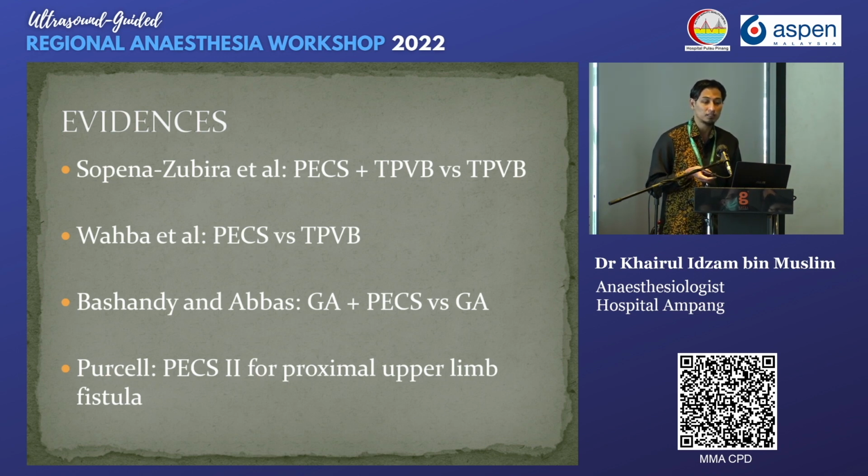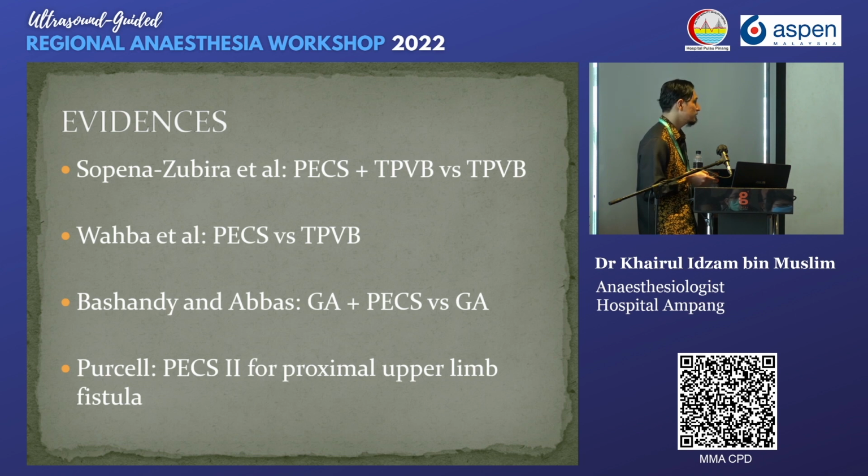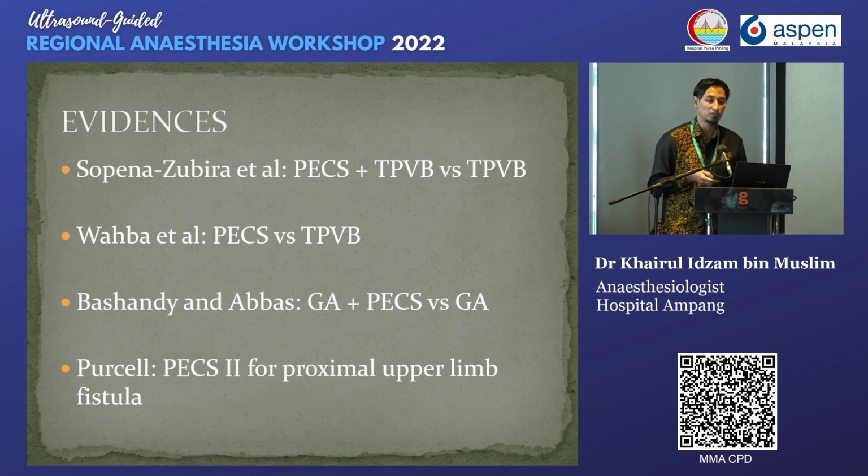They found out the result in the PECS group: less opioid consumption and better pain score at 12 and 24 hours. Another small case series, written by Parcell, is just a small case series describing PECS2 for proximal upper limb fistula.